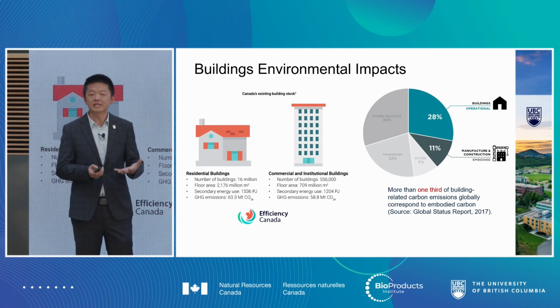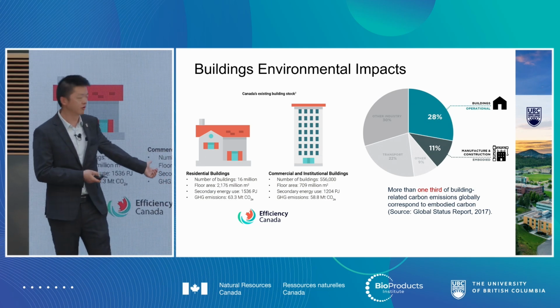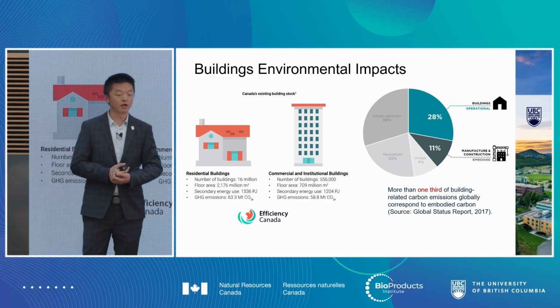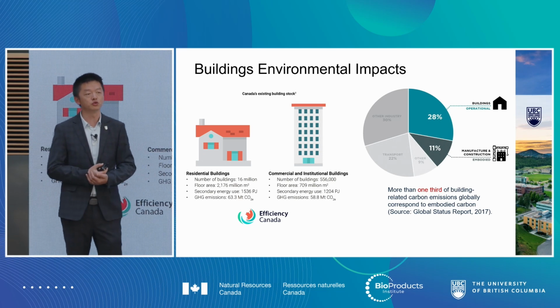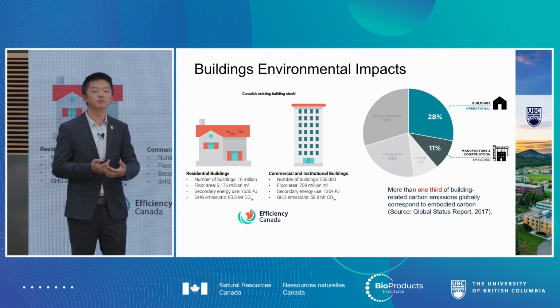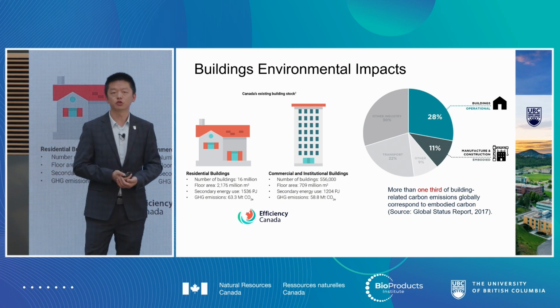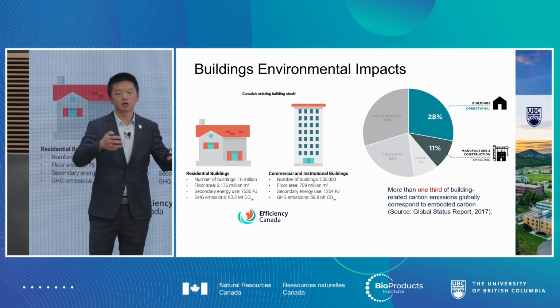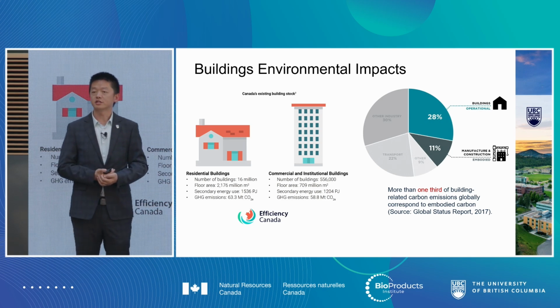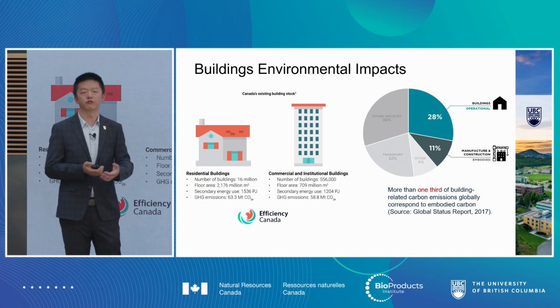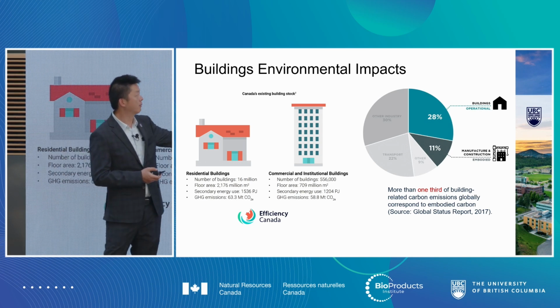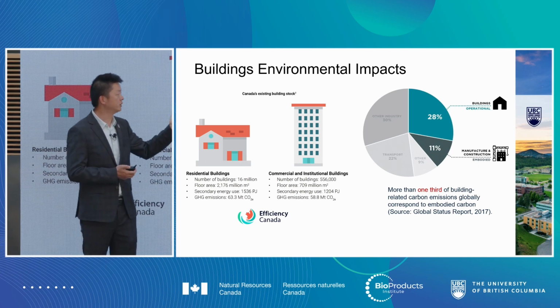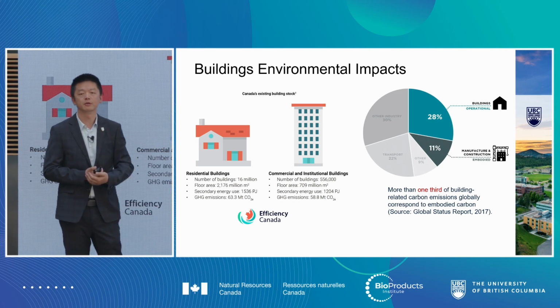Buildings actually release lots of carbon, as you can see in the figures here. Over 120 megatons of CO2 emissions every year, and over 40% of carbon emissions come from the building sector, which is a large portion. These emissions come from two parts: one is building operational carbon, and the other is building embodied carbon.